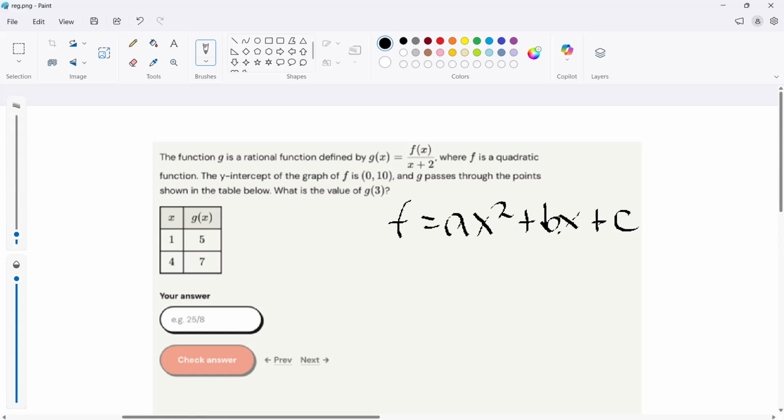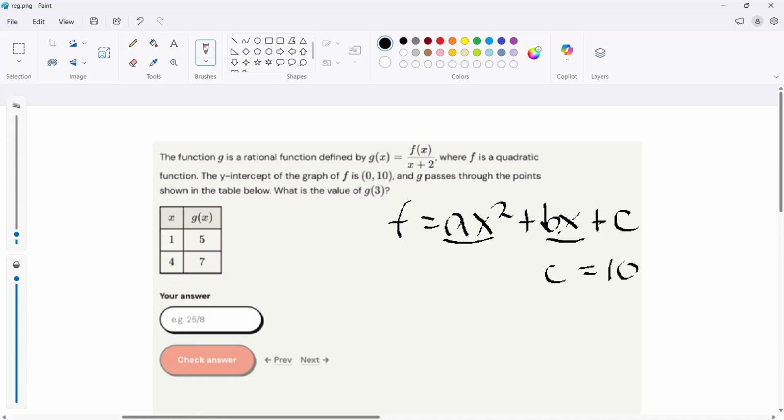The y-intercept of the graph of f is 0, 10. So that's f. When x is 0, y is 10. Well, I'm going to write that right away. When x is 0, this is 0 squared times a, which is just 0 rather, not a. 0 times anything is 0. Plus b times 0 is 0 plus c, and it said it's equal to 10. So I already know that c equals 10.